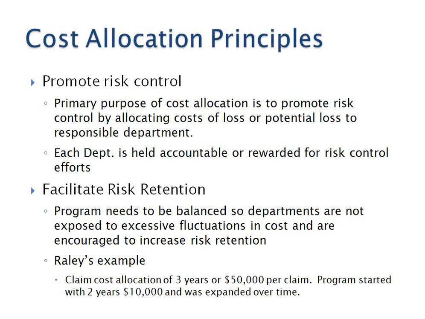So here's more detail on some of these different principles. The first principle that we'll talk a little more about is promote risk control. The primary purpose of a cost allocation is to promote risk control, by allocating the cost of loss or potential losses to the responsible department. The idea is that each department is going to be held accountable or rewarded for its risk control efforts.